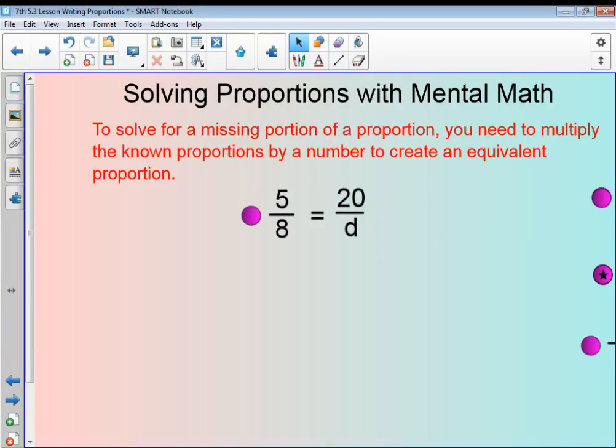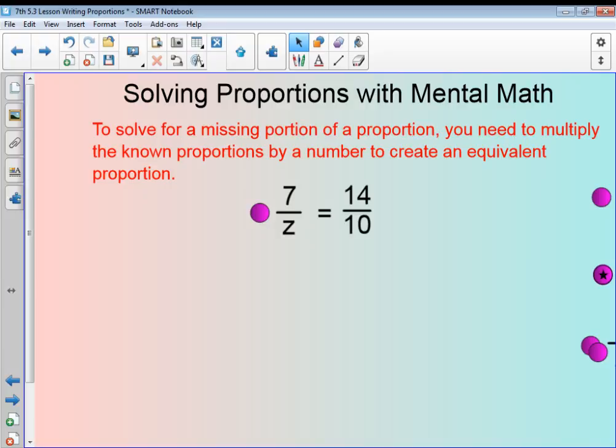Okay, so let's try another one. So here we've got the top number this time, where we've got 5. Something is done to 5 to get that 20. Well, 5 times 4 would give us 20. So whatever we just did to the top, we would do to the bottom. So 8 times 4 would give us 32. So that's working some mental math, just making it really quick and easy. As I said, the further we get into the chapter, the more difficult these will become. So we'll work with some other methods beyond that.